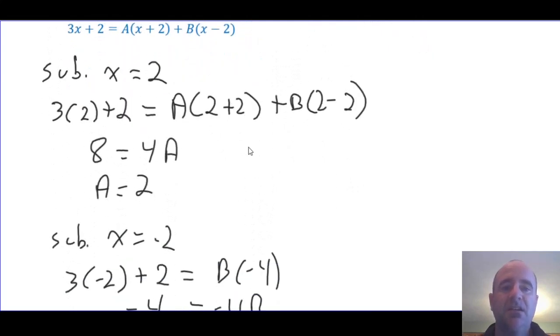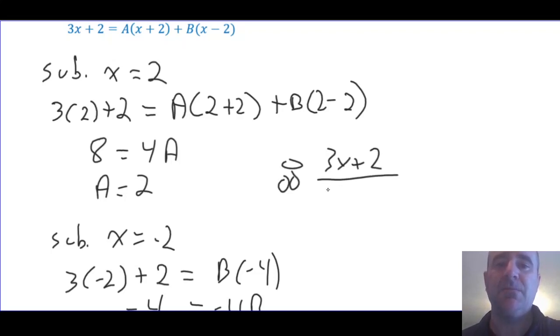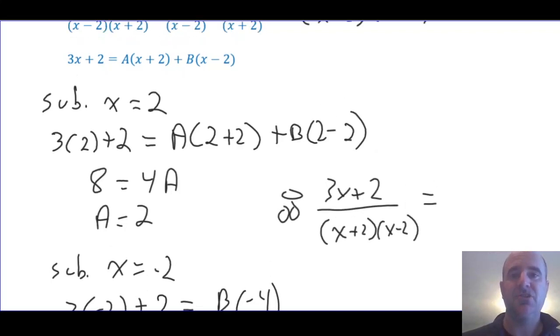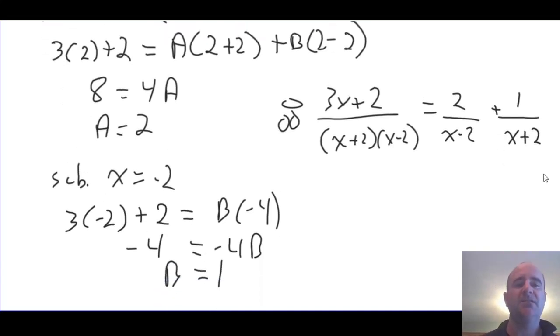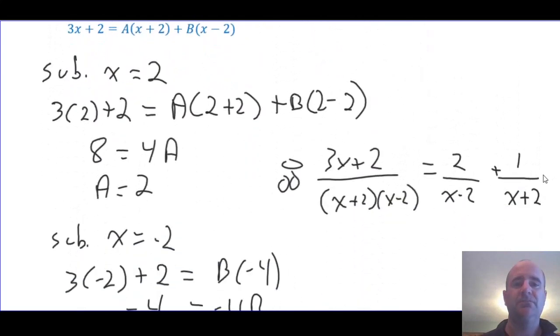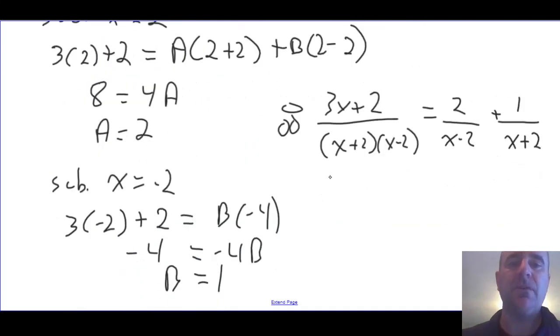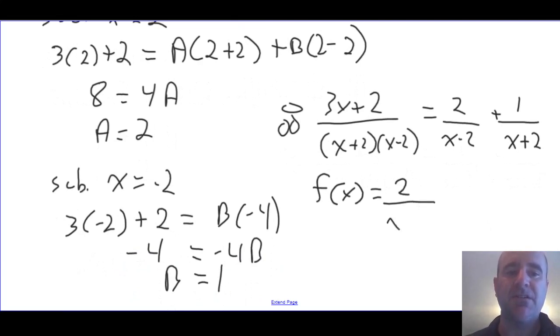And so now what I can say is that 3x plus 2 divided by x plus 2, x minus 2 is the same as 2 over x minus 2 plus 1 over x plus 2. And what I've done is I've actually taken our function, which I believe we called f of x, and rewritten it as a sum of functions. So it's really the same as the graph of 2 over x minus 2 plus 1 over x plus 2.